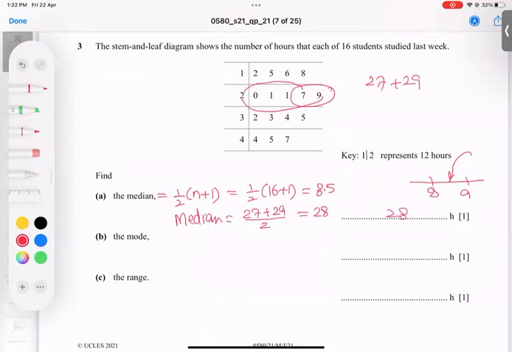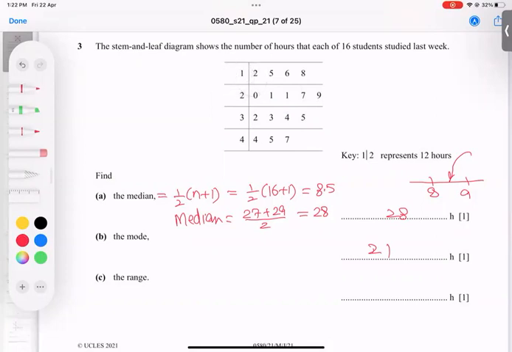Now the mode: what is the most repeating number here? You can see the most repeating number, I think this 1 repeats. No other number repeats. So 2 and 1, and 2 and 1. So 21 is the mode because it is the maximum repeating number. So this is also done. Let's talk about the range. The range is the highest value minus the lowest value.